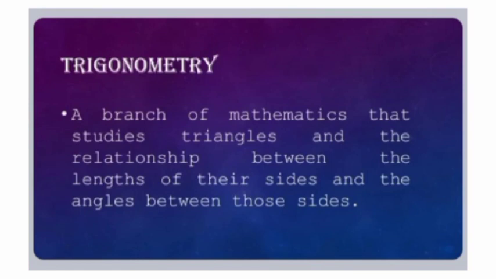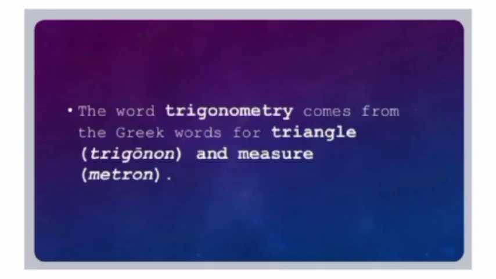Trigonometry, a branch of mathematics that studies triangles and the relationship between the lengths of their sides and the angles between those sides. The word trigonometry comes from the Greek words for triangle, trigonon, and measure, metron.